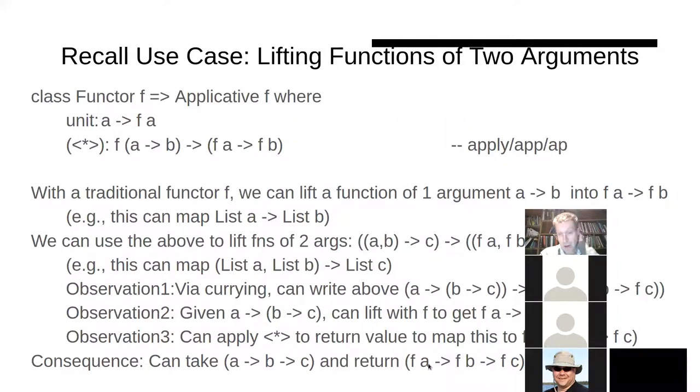We take these things, F of A, F of B, like this list of ints and list of bools, and we return a list of, maybe it's a list of ints and a list of ints and returns a list of bools that says whether the first is greater than the second. But there's no sequencing. There's no way in which the second one depends on the results of the first. It doesn't consume the results.